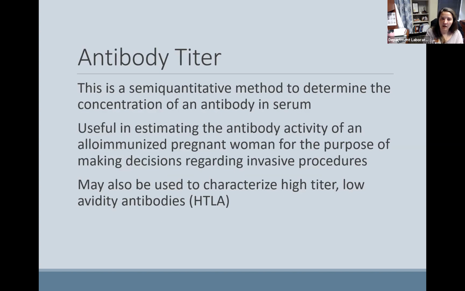All right, so then we also talked about our antibody titer. We've talked about this before. This is a method used to determine the concentration of an antibody present in the plasma. This is very useful when we are doing mom and baby studies. How strong is mom's antibody could determine the amount of stress the baby is on. So the higher the titer of mom's IgG antibody, the more antibody is able to cross the placenta and coat more of baby's antigen sites on the red cells.